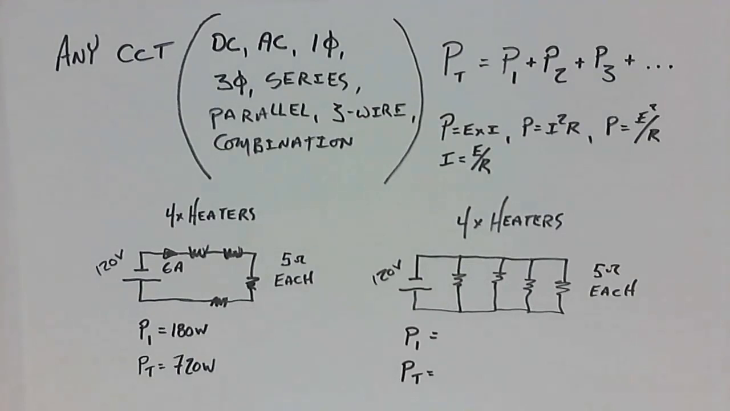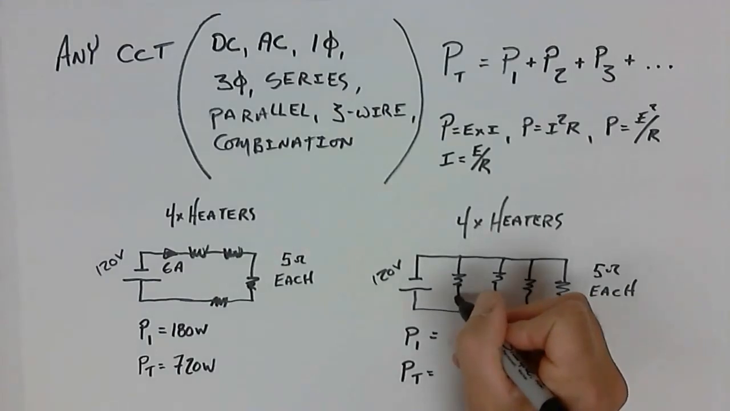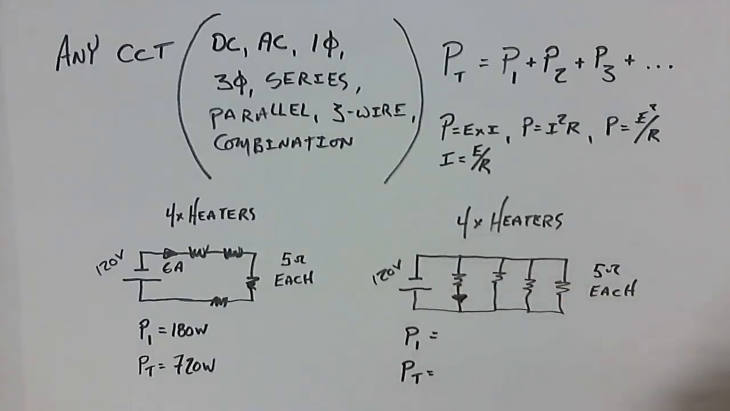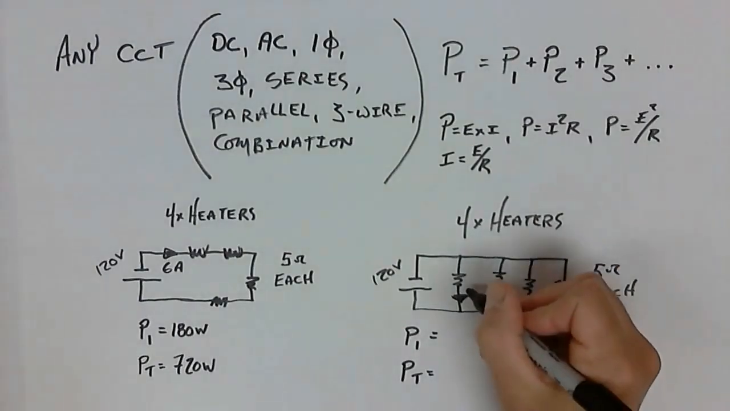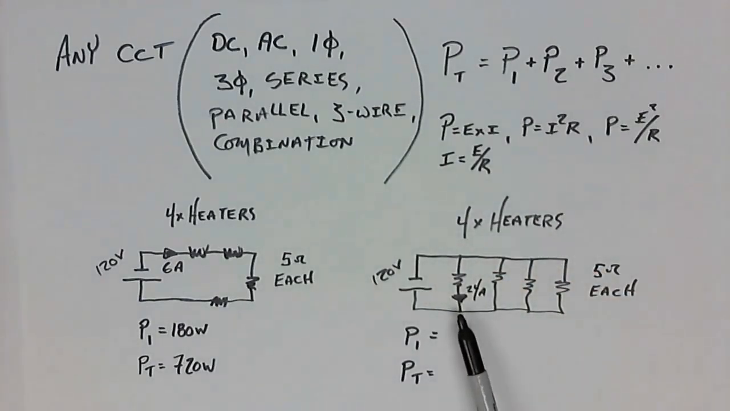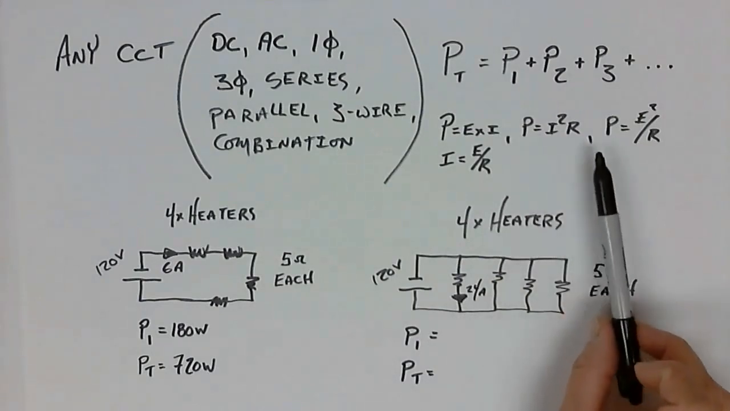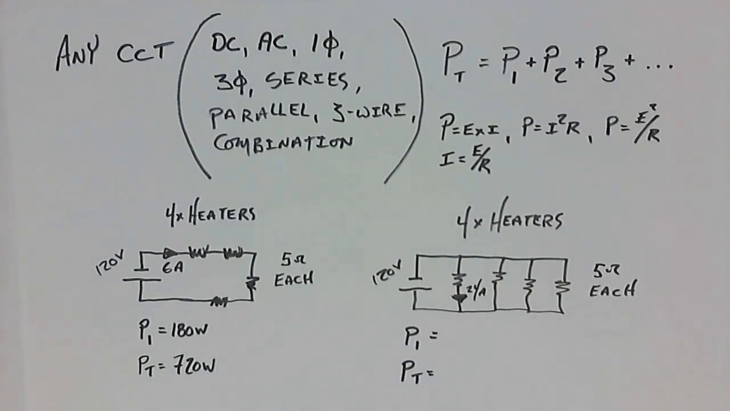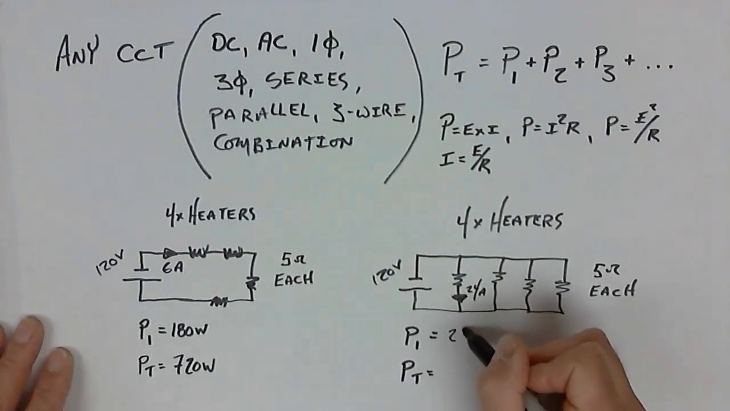So at this point, how many amps would I actually have flowing through each one of my resistors? Well, we can use Ohm's law, and Ohm's law is E over R, 120 divided by 5. 120 divided by 5 gives me 24 amps. 24 amps means the power that I'm going to have consumed by one resistor, I squared times R. So that would be 24 squared times 5. 2880.